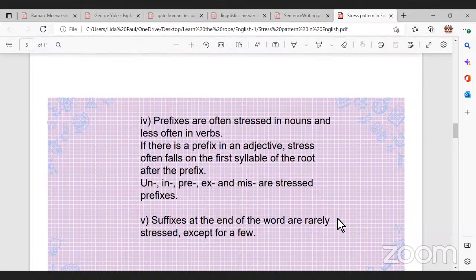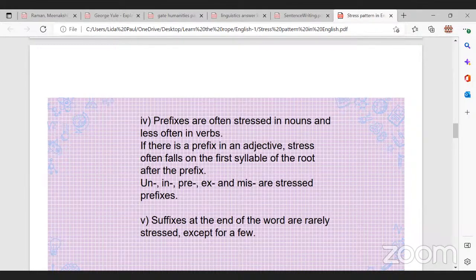Can you give me an example of a verb with a prefix? Think about it. Any verb that you can give me with a prefix? Nobody? No, it is the same: unpack. Unpack, yes. Misunderstand, correct. Unpack is correct. And misunderstand, yes, yes.